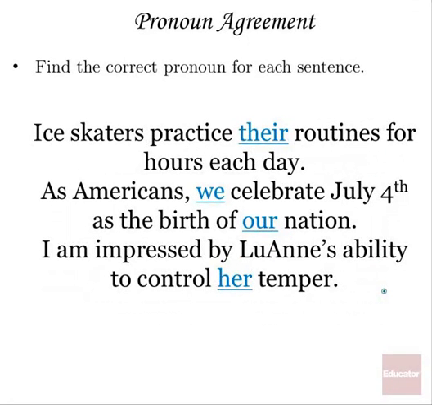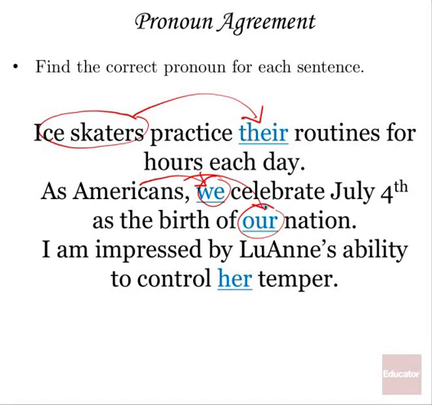And here we are. Ice skaters practice their routines for hours each day. Our antecedent here is ice skaters. So we need a third person plural pronoun. As Americans, we, taking the place of Americans, celebrate July 4th as the birth of our nation. Now, we and our are correct in this case because it was an American who wrote this sentence.